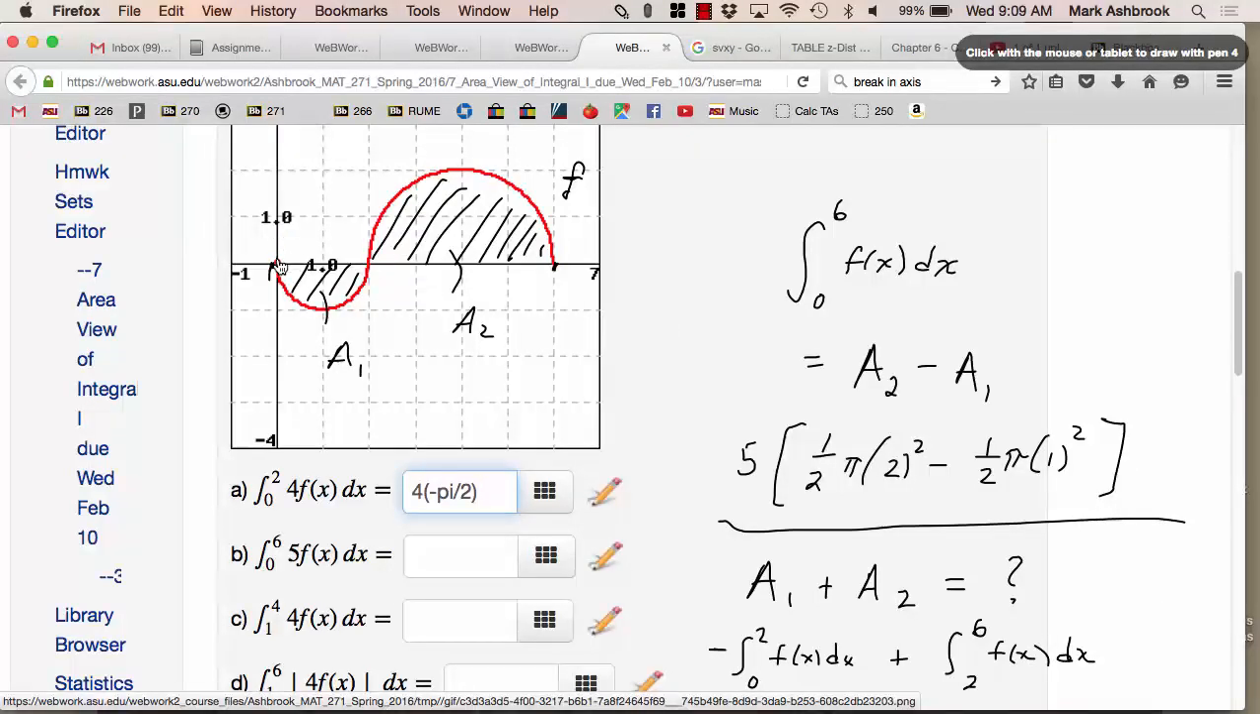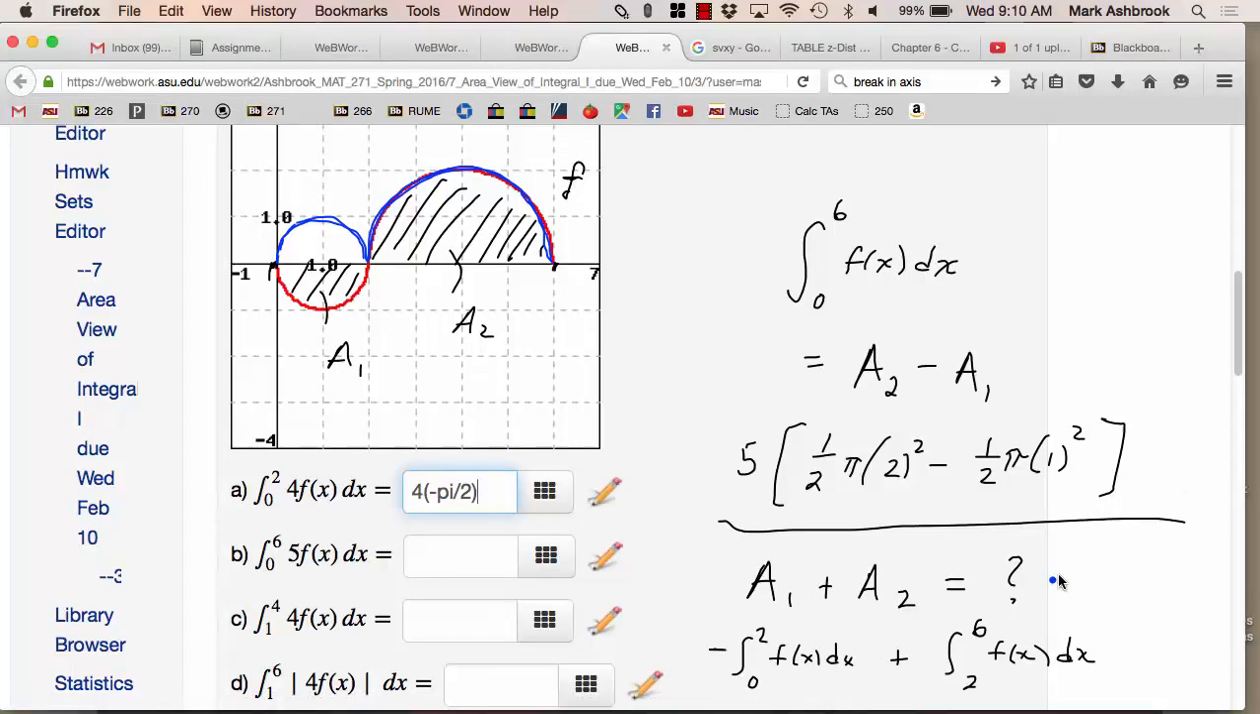Another way to do it would be to integrate this function. If I integrated this function from 0 to 6, do you see that that would truly give me the area of A1 plus A2? So what I'm drawing in blue here. If I integrated that function, the one I drew in blue, that would also give me the area of A1 plus A2. What is that function in blue? What function is that? Do you know?